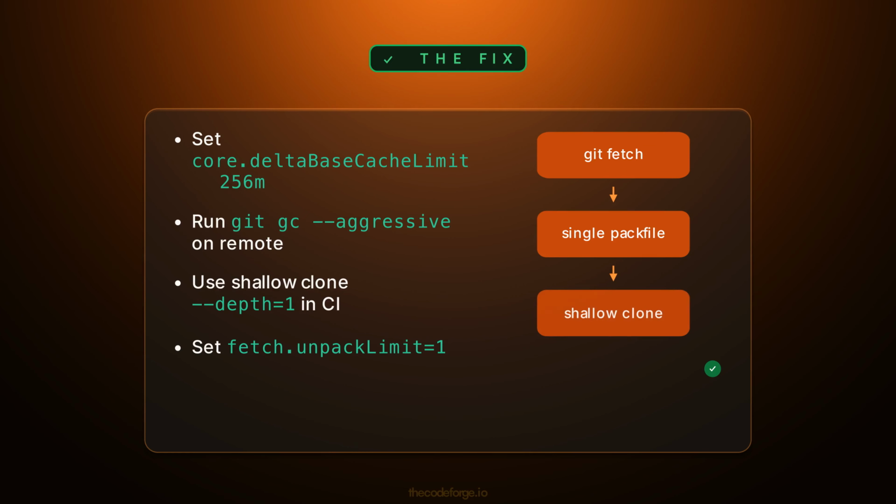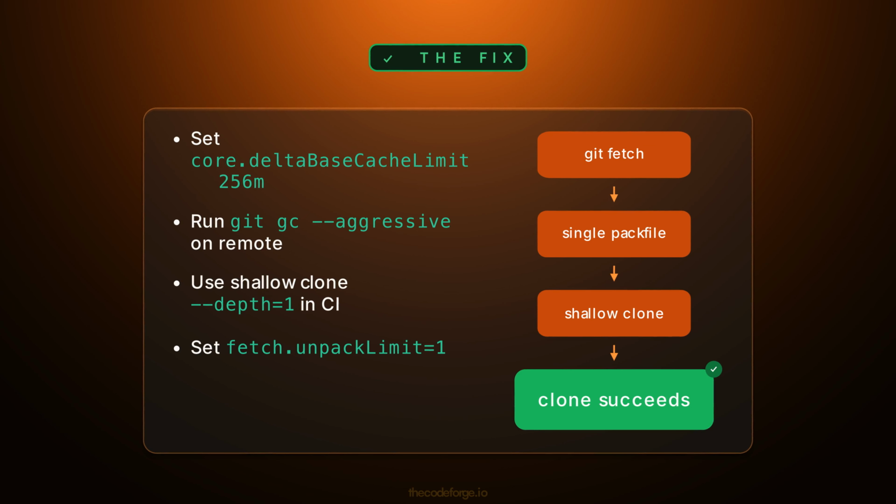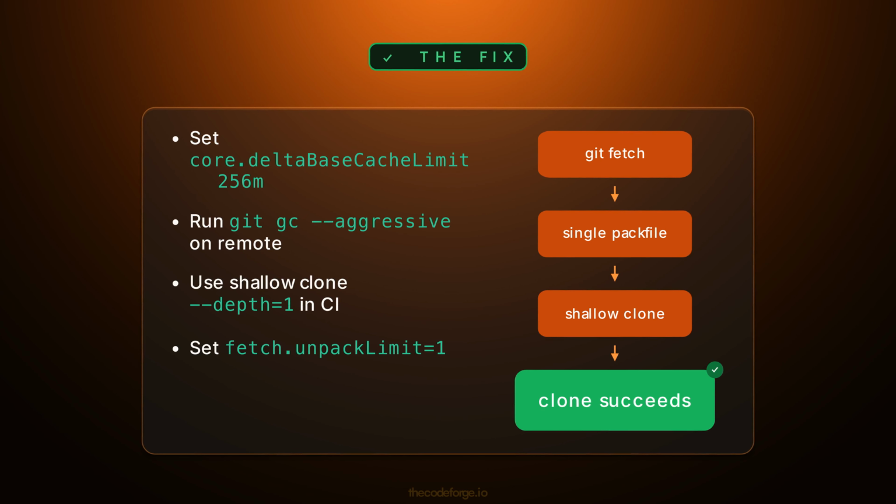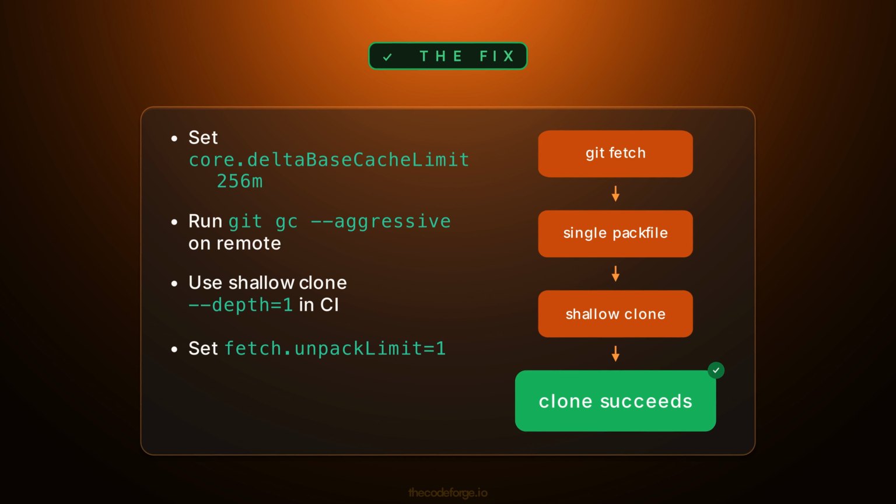The fix involved setting core.deltaBaseCacheLimit to 256M to increase the delta cache, running git gc --aggressive on the remote to consolidate packfiles, using shallow clones with depth=1 in CI to avoid fetching full history, and setting fetch.unpackLimit=1 to prevent creating new packfiles on every fetch.